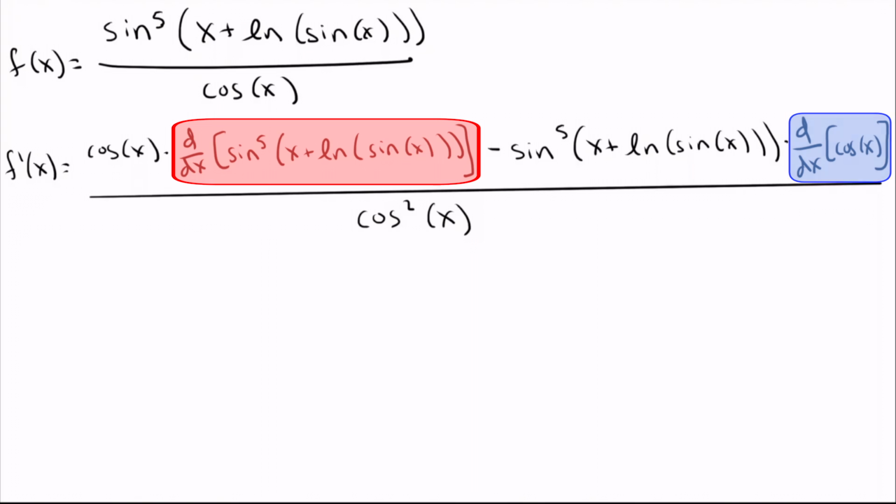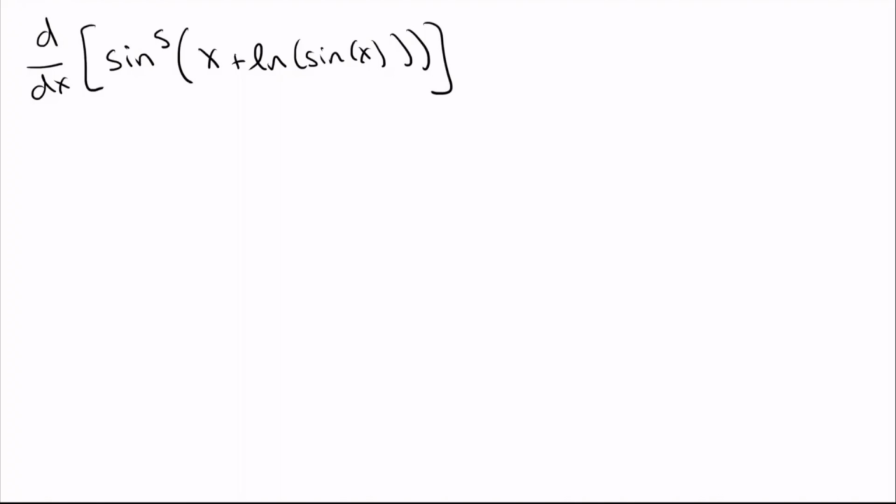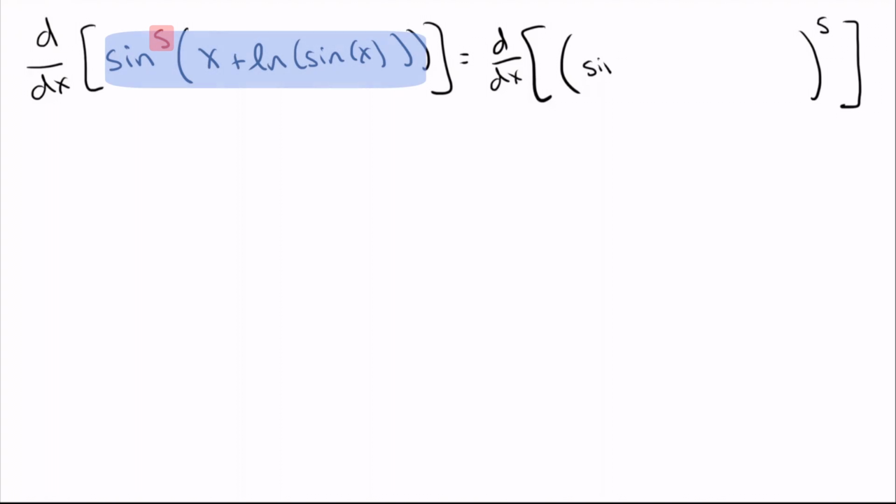So let's get to a fresh piece of paper here. The first thing you may see when you look at this is you may say, okay, I've got sine on the outside, and then I've got this stuff on the inside. And that's sort of true, but you don't just have sine, right? You have sine to the fifth. So another way to write this would be the derivative of a big ol' fifth power, with sine of x plus ln of sine x inside. So really, that is our chain rule there.